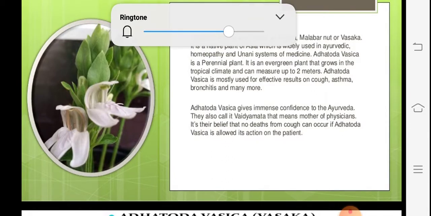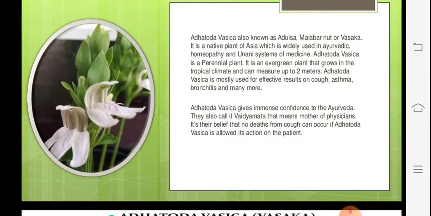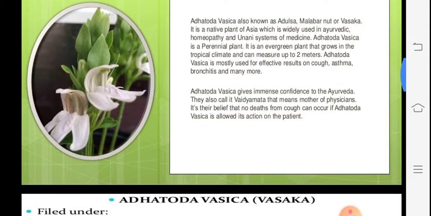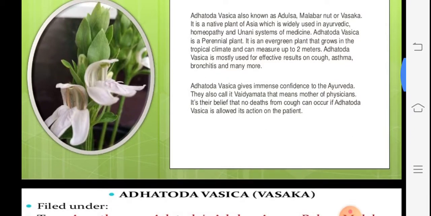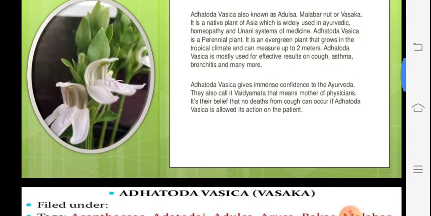Then secondly, this Adhatoda is a perennial plant. Perennial, that is, it keeps throughout the year and is long lasting. Therefore it is called perennial. It is evergreen, and it grows up to a maximum of 2 meters in height. It has good uses in cough, bronchitis and asthma. The first step is the cough, which is caused by cold, then it causes bronchitis, difficulty in breathing, and the last step of bronchitis is asthma, where there is too much pain in the breathing.